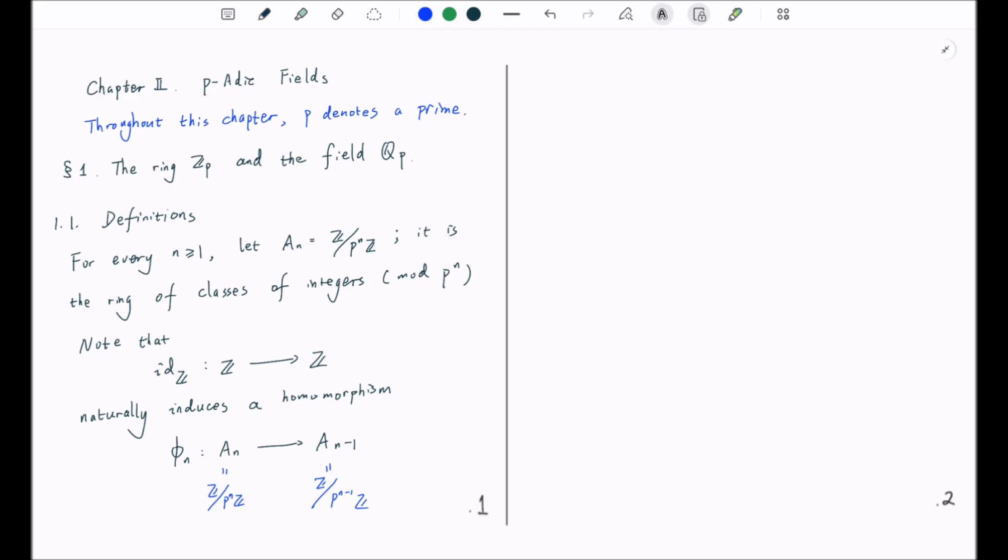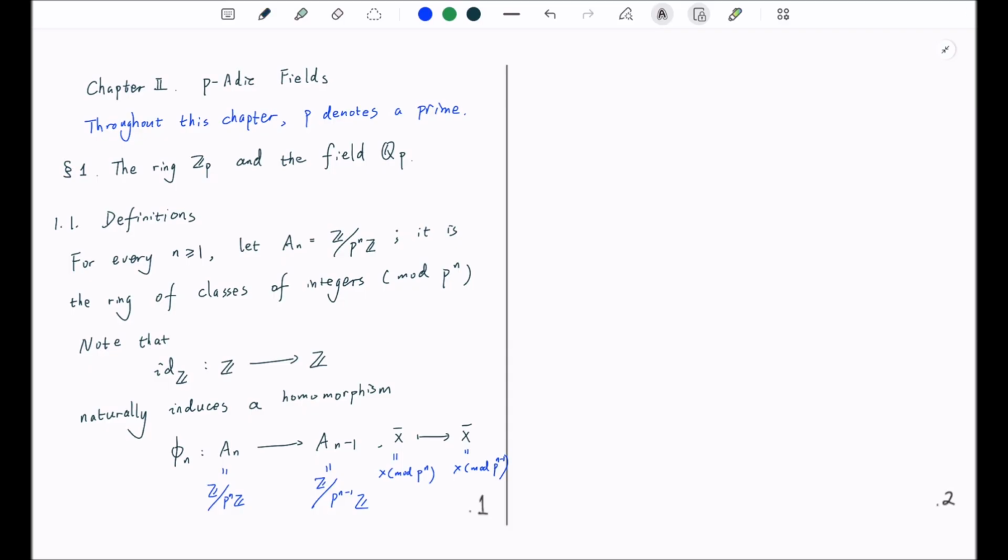This map sends an equivalence class in here represented by an integer x modulo p^n naturally to the corresponding equivalence class in here represented by x modulo p^{n-1}. So we think of the first x bar as x mod p^n and the second x bar as x mod p^{n-1}. And this map is induced by the identity map on Z.